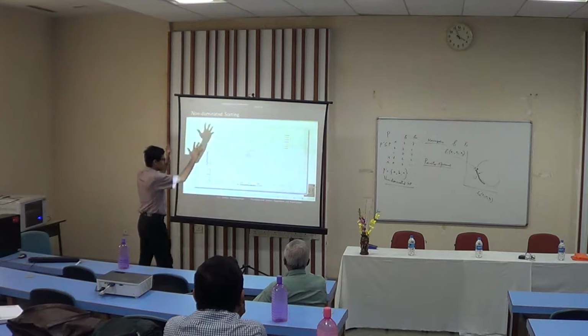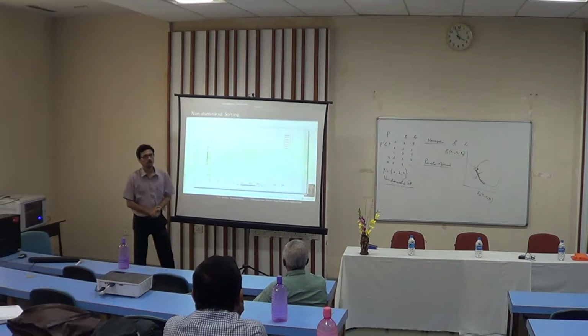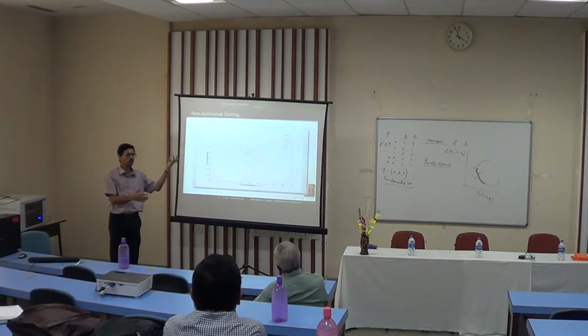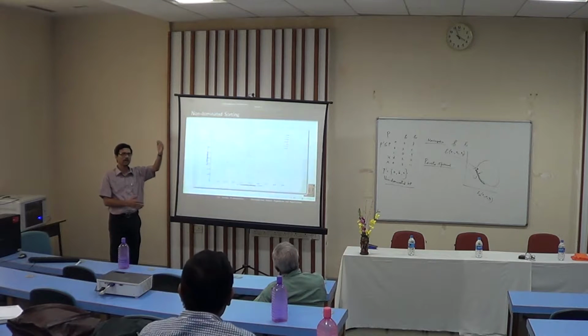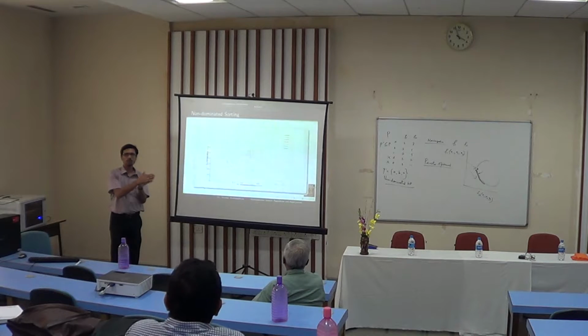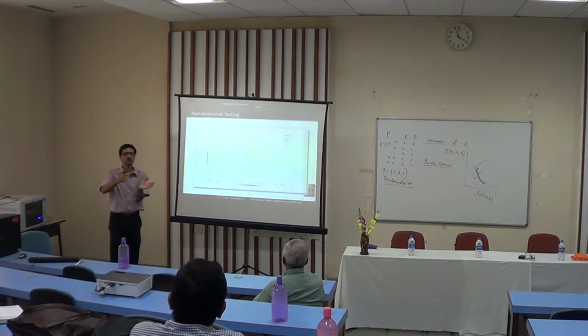So this whole process is known as non-dominated sorting. Why sorting? Because we are sorting the solutions according to their non-domination relationship. So from this, the term non-dominated sorting genetic algorithm comes.